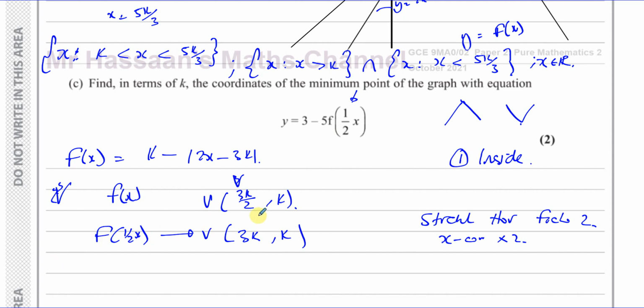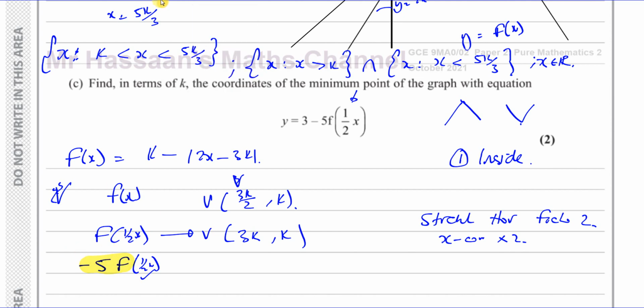So now, when we are dealing with things which are outside the function, we do things in order of BIDMAS, because this outside is normal. So you have 3 minus 5 times f half of x. The first thing I'm going to do is the minus 5. I can do this in one step. Minus 5 times f half of x. So this part is already done, that's already been taken care of. Now we're concentrating on this section here.